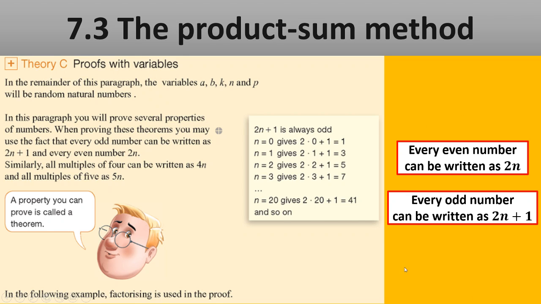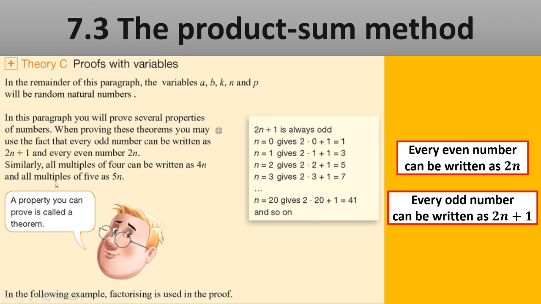You can use this information. They show you a few examples here in this box as well. Doesn't matter which number you take for n, you always find an odd number. So this is a very basic form to describe every odd number there is. And this is a very basic way to describe every even number there is. Well, we're going to use this to now prove different things.